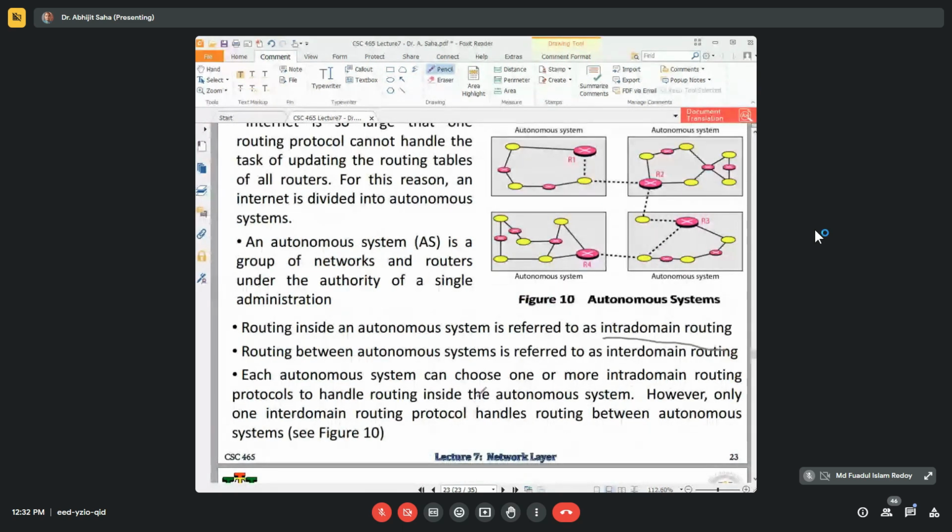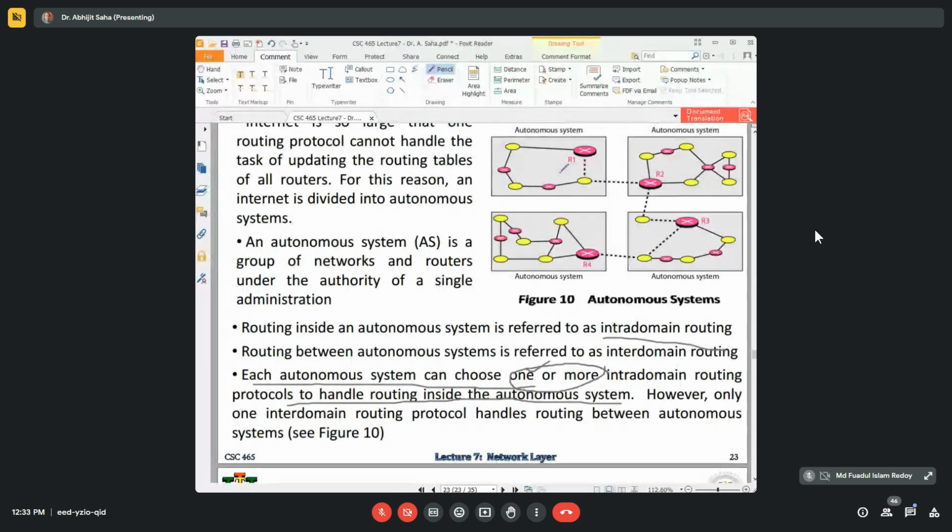It has been said here also: each autonomous system can choose one or more intradomain routing protocols to handle routing inside the autonomous system. So that is the intradomain routing. It's possible to use more than one routing protocol if the network is complex. If you want to divide the network from one part to another inside the autonomous system, you can use multiple intradomain routing protocols, or only a single one. No problem there, it's up to you to decide.